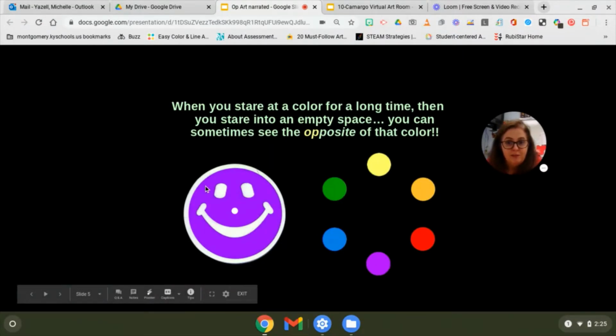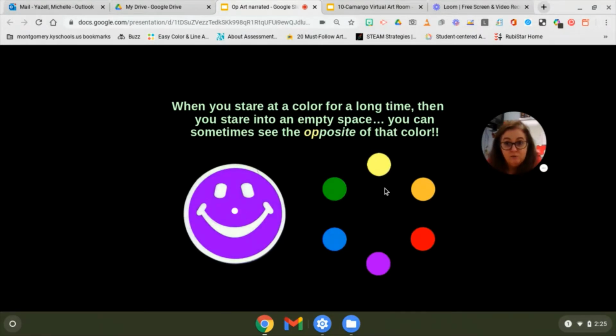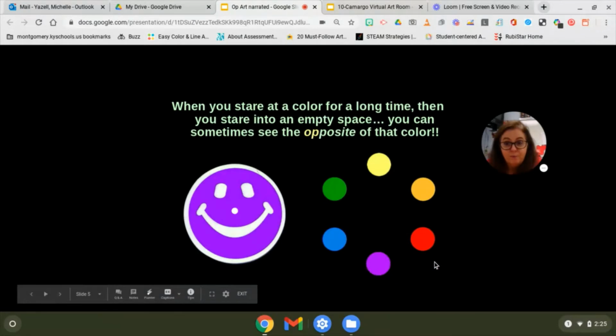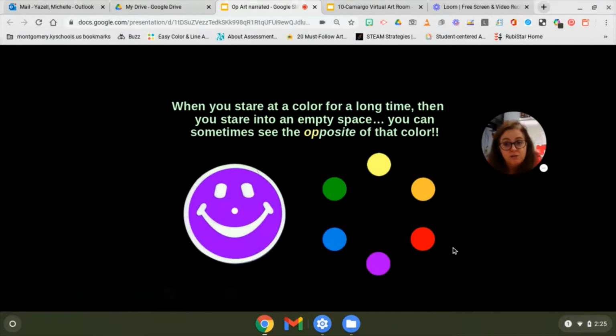So this purple smiley face, the opposite would be yellow. Yellow is across from purple on the color wheel. Red and green are also opposites, and blue and orange are also opposites. We call these complementary colors in art, these pairs.